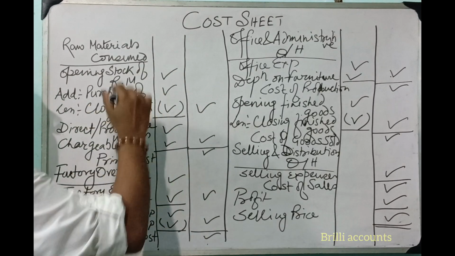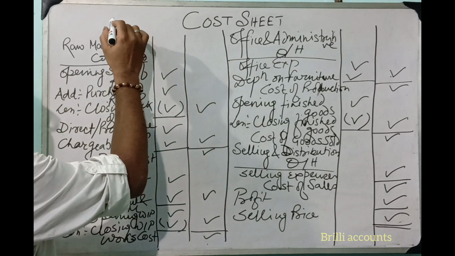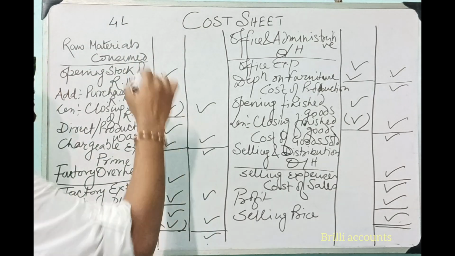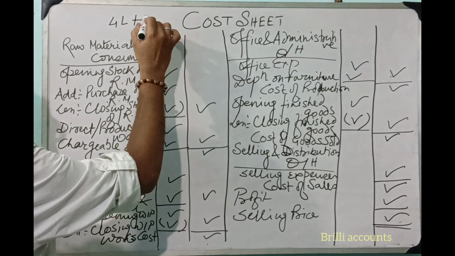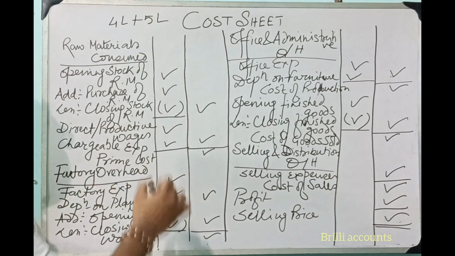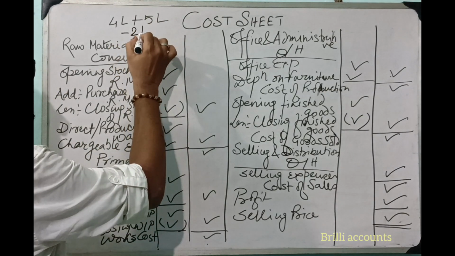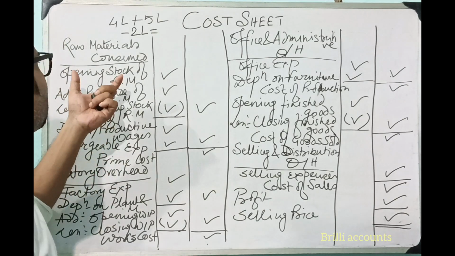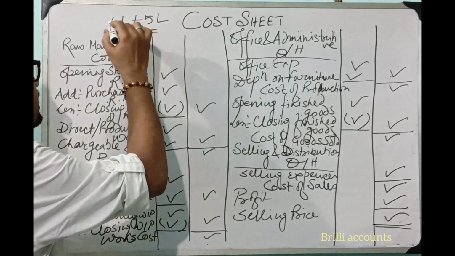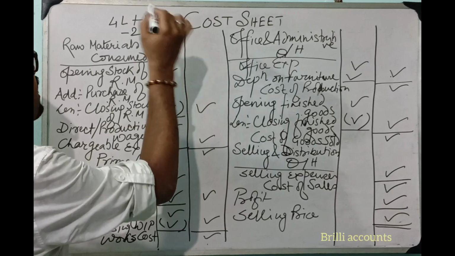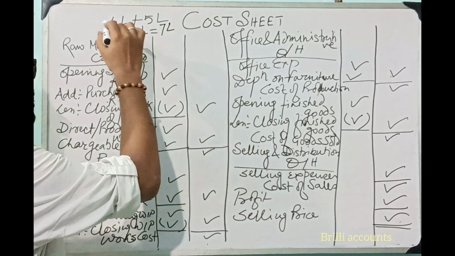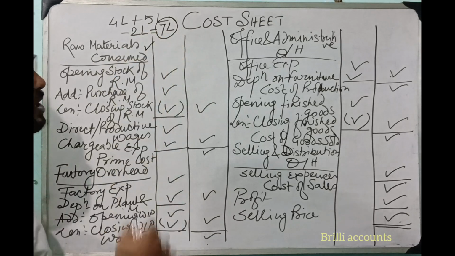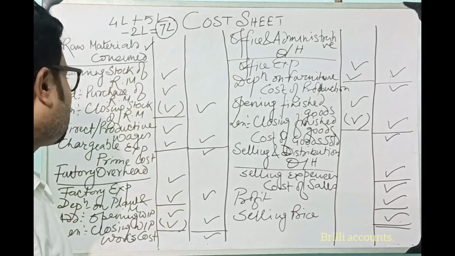Suppose I have opening stock of raw material, say 4 lakh units, purchased 5 lakh, and in the closing stock I am having 2 lakh. So from here we can say the total amount of raw materials we have used is how much? 7 lakh. Yes or no? 4 plus 5, 9, minus 2, 7 lakh is the raw material consumed. This is the way to calculate raw material consumed.